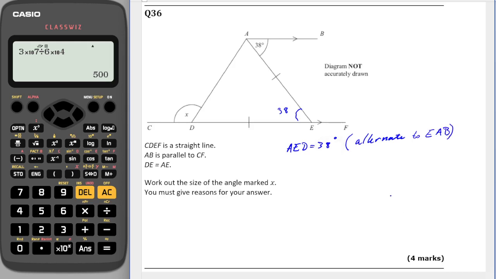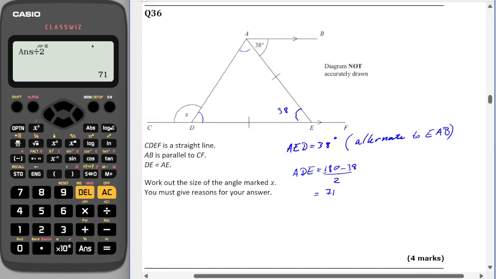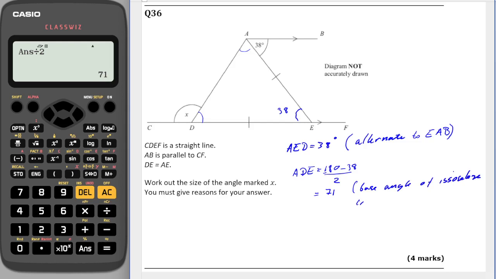I'm then going to say that the base angles of an isosceles triangle are equal. So ADE is going to be equal to 180 minus 38 divided by 2. So that's going to be 71 degrees. And the reason for that is base angles of an isosceles triangle are equal.